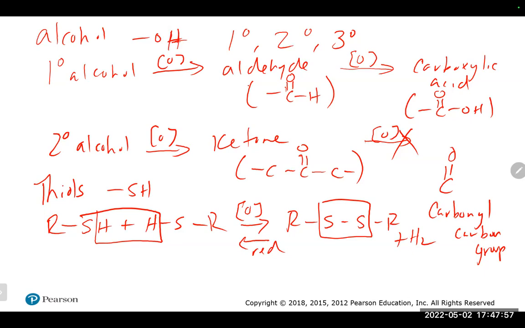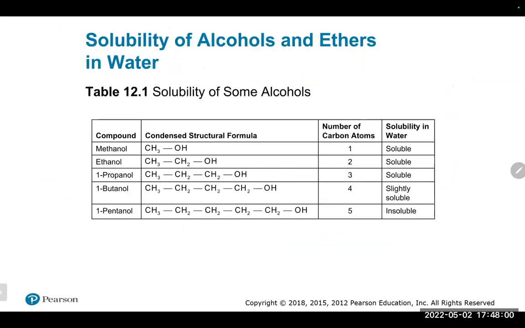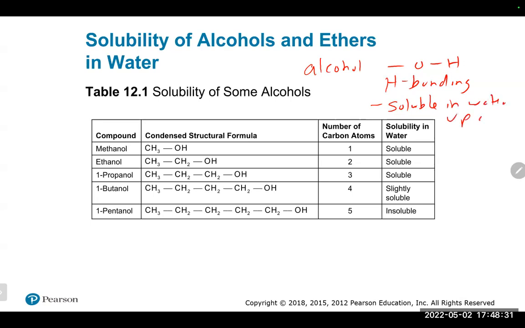I don't recall if we talked about solubility or not, but let's talk a little about the solubility of alcohols and ethers in water. Because alcohols contain that OH group, they can definitely participate in hydrogen bonding. That gives them a couple of characteristics. First off, they are fairly soluble in water, up to about 6 carbons or less.